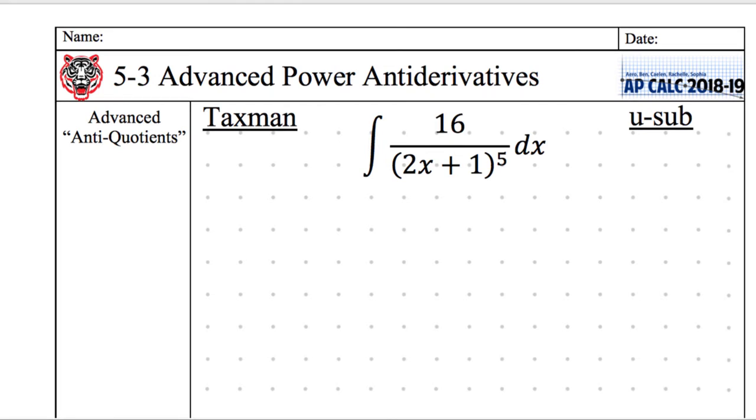Calculus! This is AP Calculus, Lesson 5-3, Advanced Power Antiderivatives. Today is Thursday, November 15th, this beautiful day before Thanksgiving break.